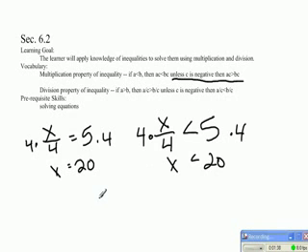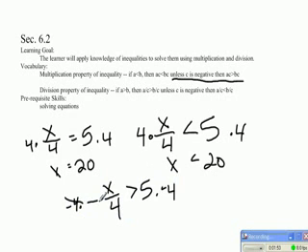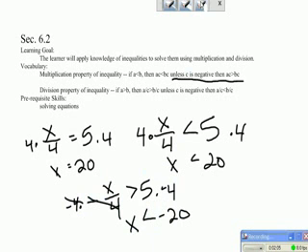If I multiplied by a negative, so I had something like negative x over 4 is greater than 5, and I wanted to multiply by negative 4 to get rid of the negative and the 4 on both sides, those will still cancel. You'll still get x, and you'll still get negative 20 in this case. But this sign had to flip. If you multiply or divide by a negative, it's going to flip. All right.